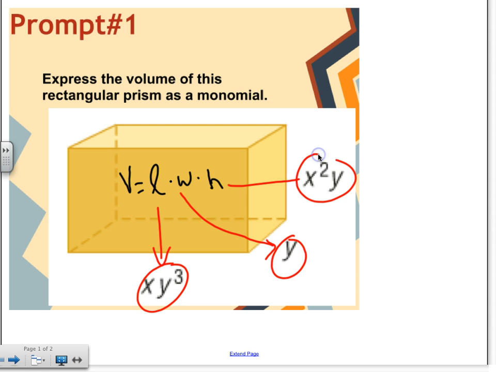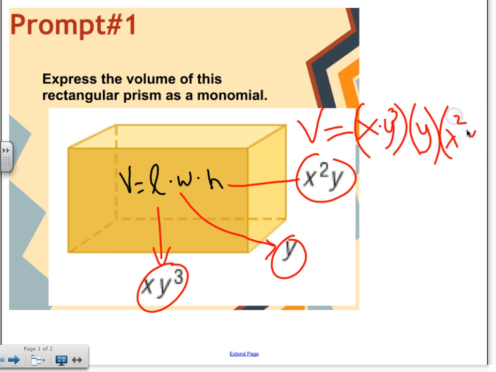Okay, this one, right? All right, and we know that it's length times width times height, so we have to do some substitution on this. So let's substitute. Volume is, the length is x times y to the third. Okay, that's the length. The width is y, so I'm just going to write y in there. And the height is? x squared y. Okay, x squared y. So this is what I have here for this particular problem. And I'm like, okay, wait, it looks pretty complicated. It's a mess. Everything is kind of out of order in a sense.